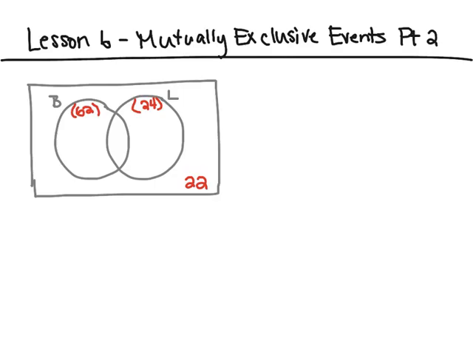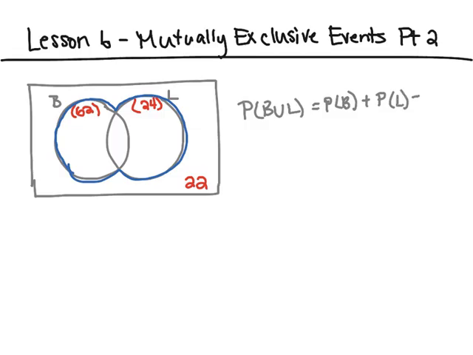So first, we're going to write out our formula. So we know that P of B or L, both of them, so that's this region right here. B or L is in both the circles and also the area of overlap. So we know that's the probability of B plus the probability of L minus the probability of B and L, so minus the overlap region. So we need to find that overlap region.